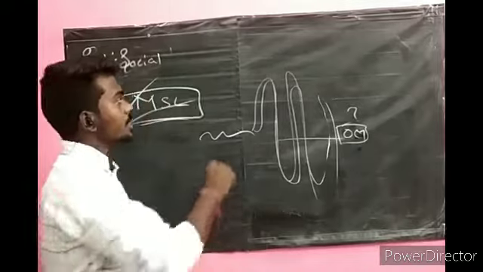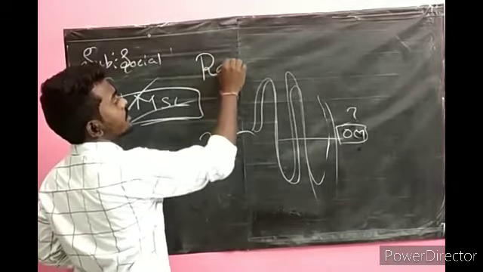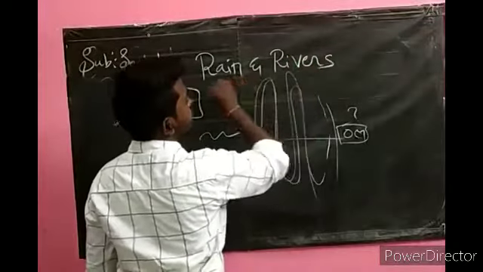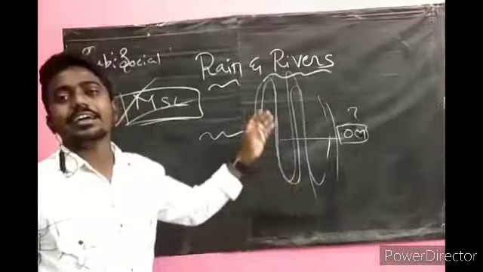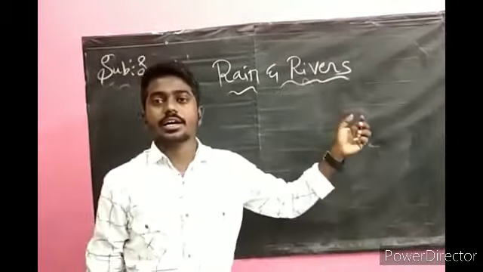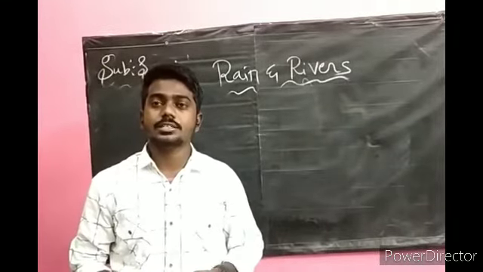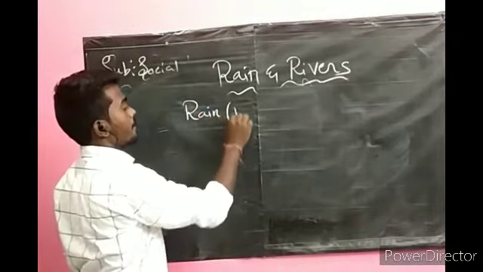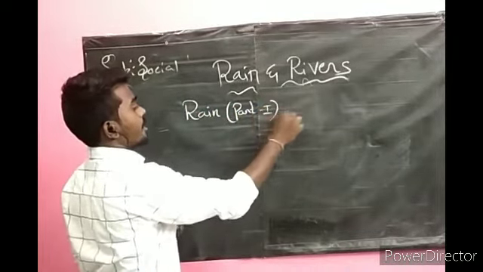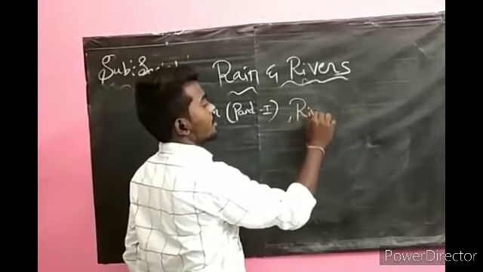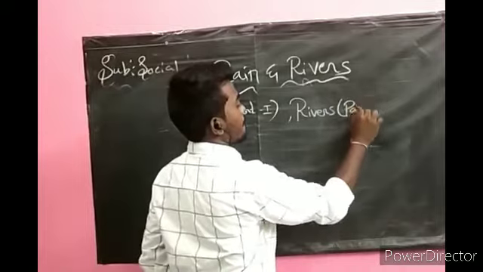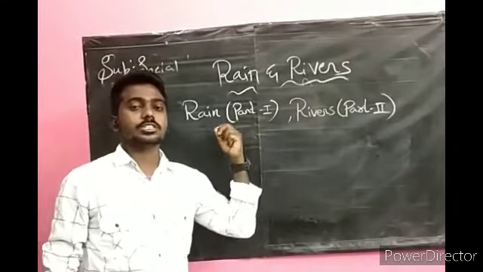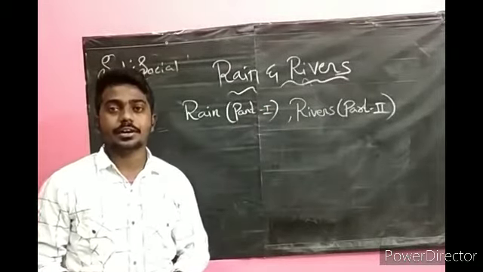Coming to today's topic, we go to the new chapter. The chapter name is Rain and Rivers. Coming to the second lesson, in the second lesson they gave two parts. Part one is about the rain, and part two is about the rivers.